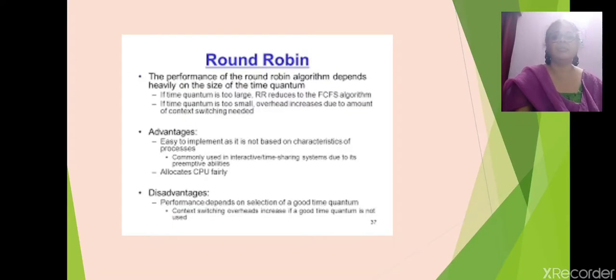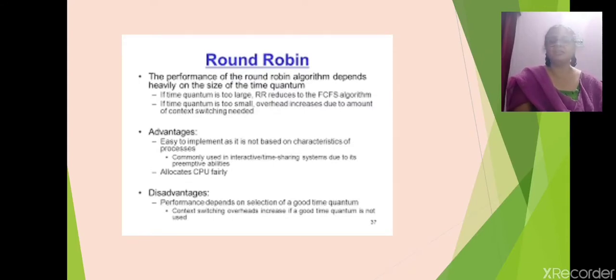Now, the performance of the round robin algorithm depends heavily on the time quantum, as I have earlier said, and I have already explained this point. Also, the advantage is that it is easy to implement, and it is not based on the characteristics of the process. It is commonly used in interactive time-sharing systems due to its preemptive nature. It allocates CPU fairly. It means CPU time is not wasted.